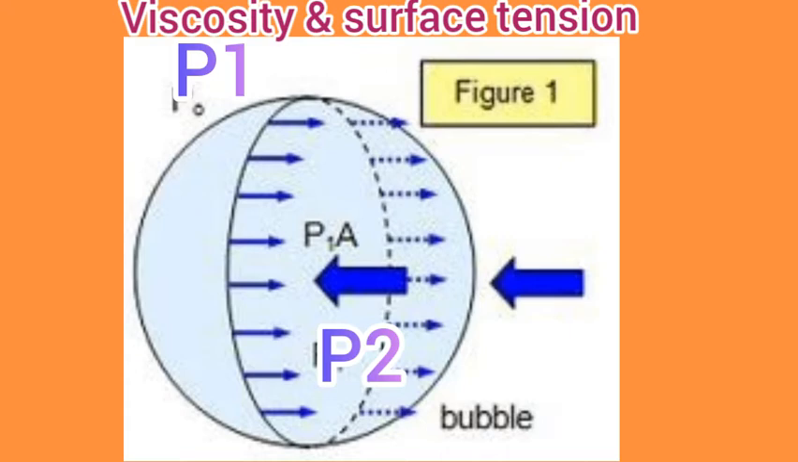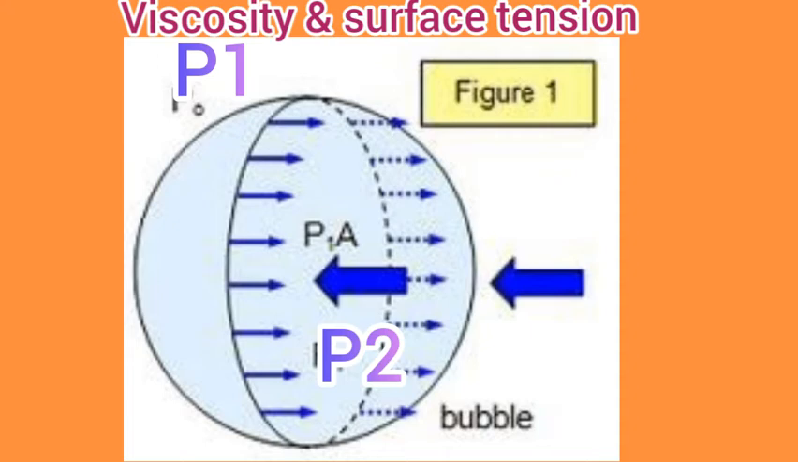Let r be the radius of the spherical soap bubble, P1 and P2 be the internal and external pressure, and T be the surface tension of the liquid. The excess pressure inside the bubble is P2 minus P1.